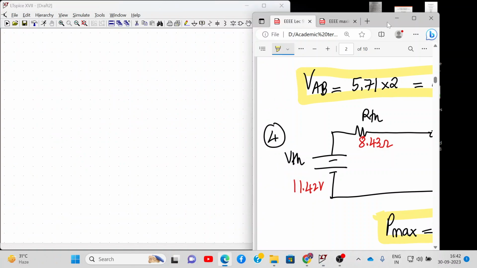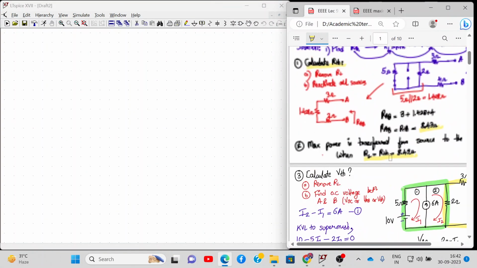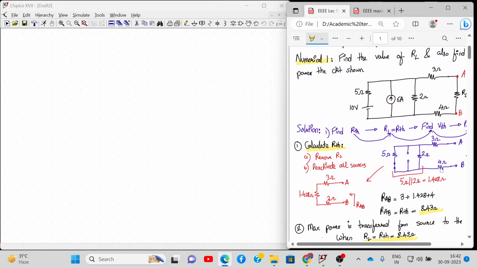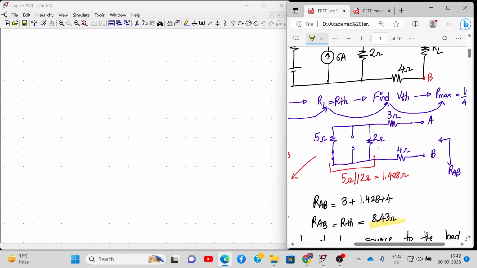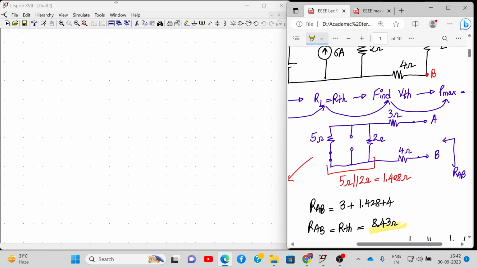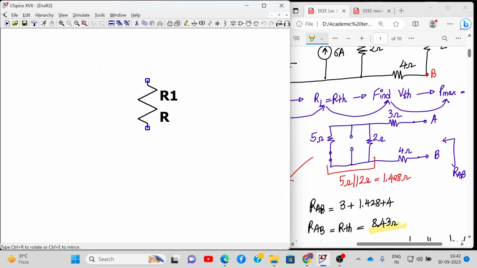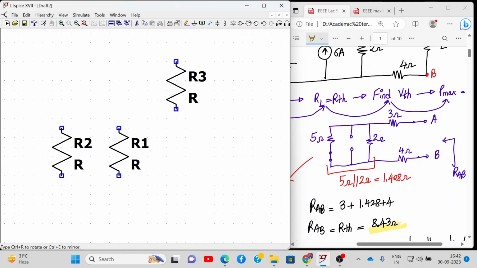Alright, and let me keep this window open over here. So first we will measure RTH. RTH will be measured using this diagram over here. So let me add the resistors. There are two resistors over here, and there are two other resistors over here.